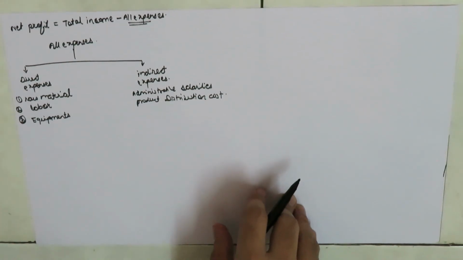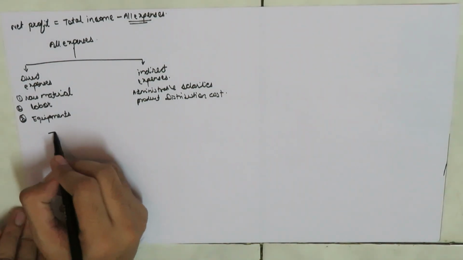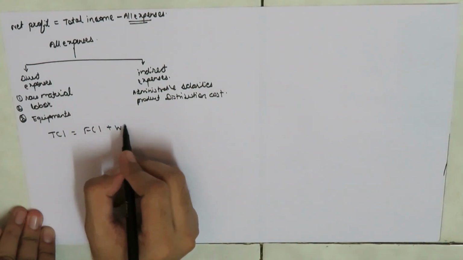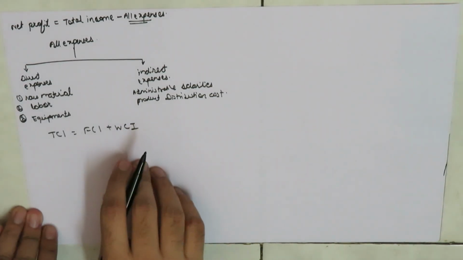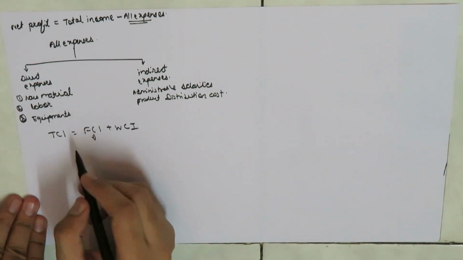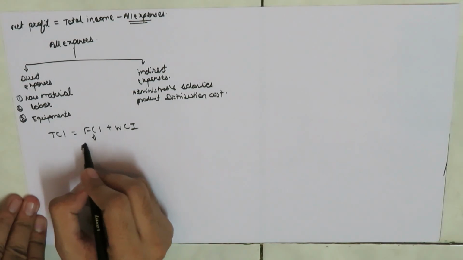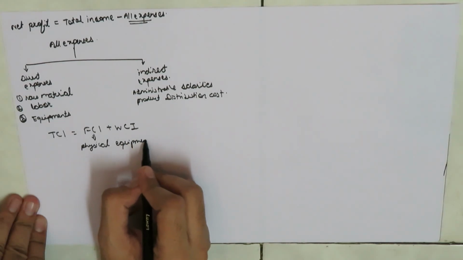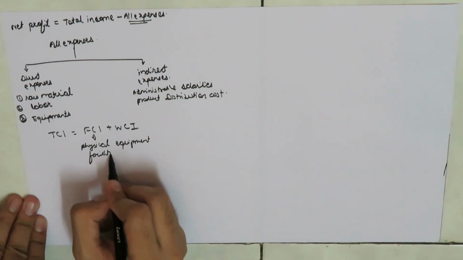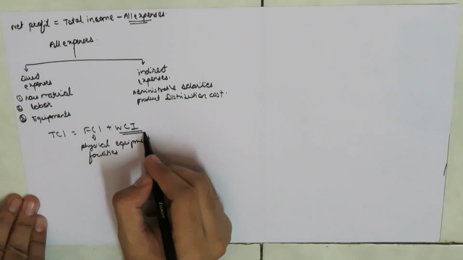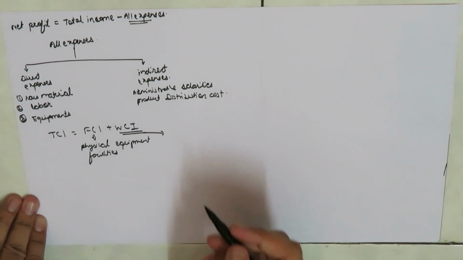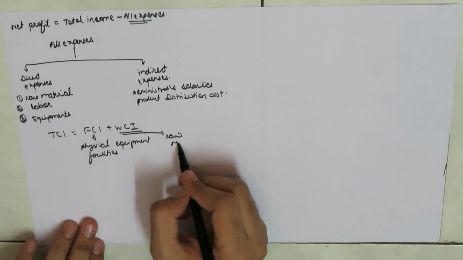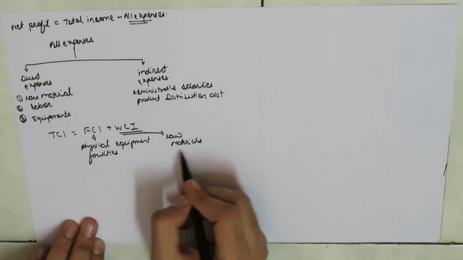And in this case, we know that our total capital investment is equal to the fixed capital investment plus the working capital investment. The fixed capital investment is used for the physical equipment facilities, and the working capital investment can be used to keep the raw materials and products in hand.